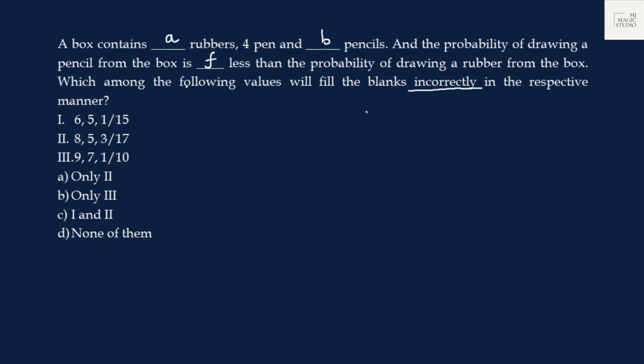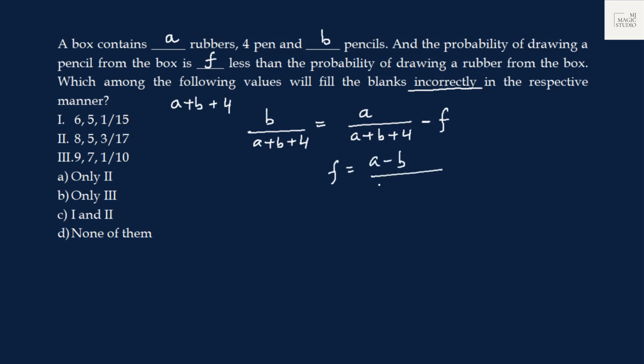So total number of articles are A plus B plus 4. Probability of drawing a pencil is B upon A plus B plus 4, this much less than probability of drawing a rubber. Probability of drawing a rubber is A upon A plus B plus 4 minus F. So F will be equal to A minus B upon A plus B plus 4. This is what we have. We need to check from these 3 options which all options fit in this particular equation that we have calculated.